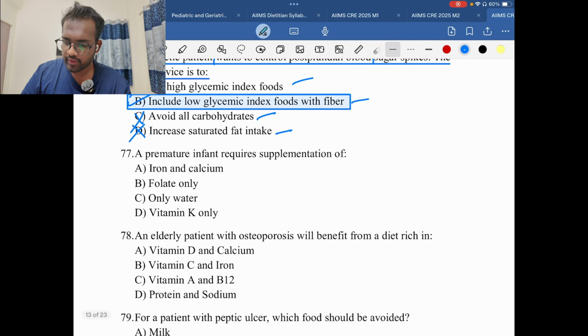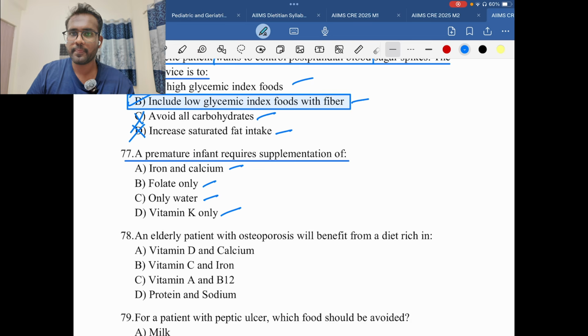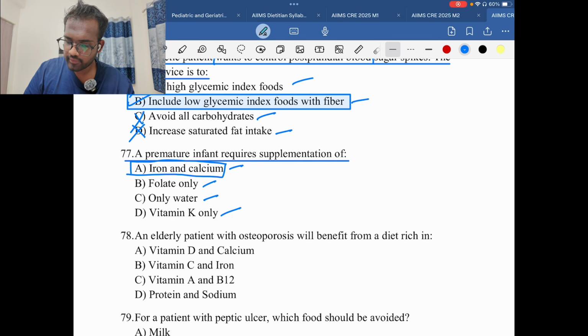Question number 77. The premature infant requires supplementation of iron and calcium, folate only, water only, or vitamin K only. So always remember there is an "only". Most premature infants require calcium and iron to grow, to build the bone density and to grow the blood volume in the body. So we always need iron and calcium.